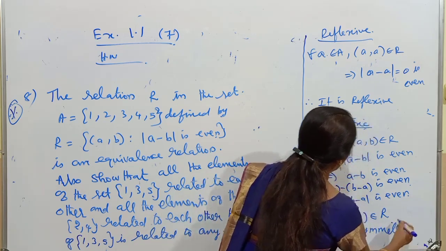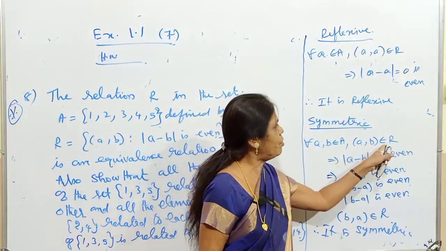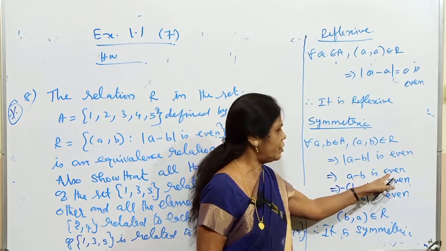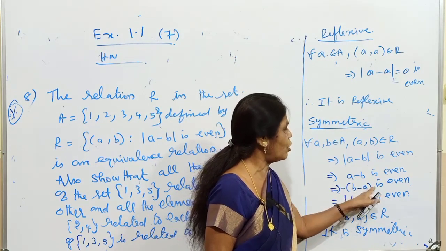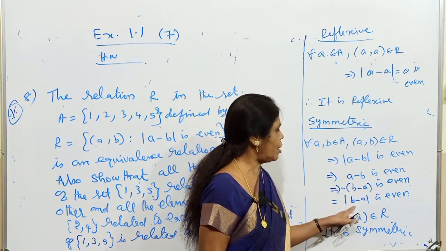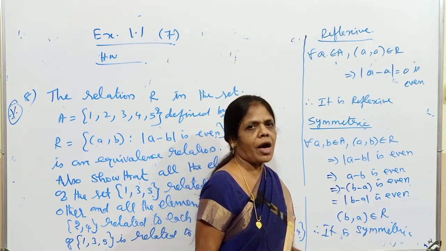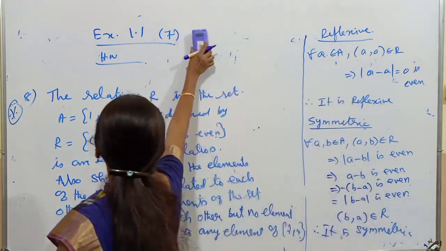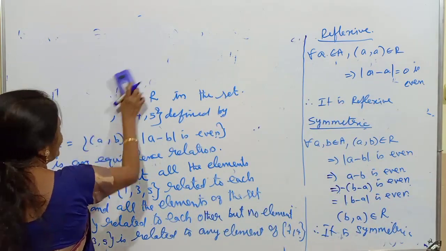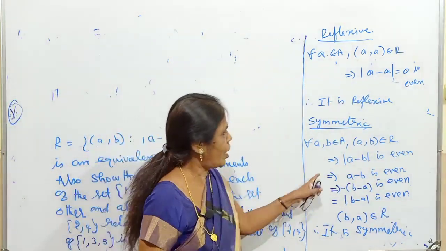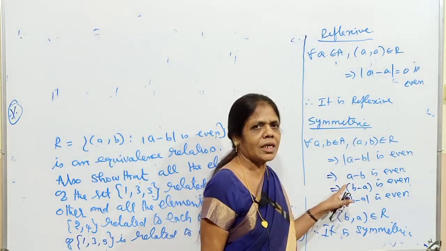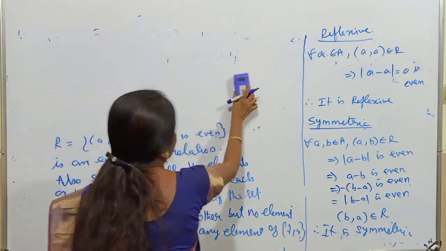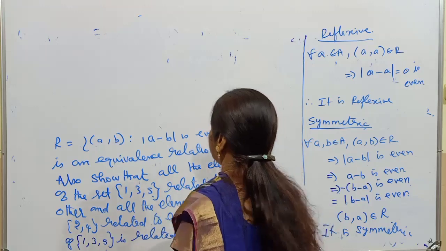Once again we will see for symmetric. Now listen. A comma B belongs to R implies modulus of A minus B is even. Without modulus also it is even. So if you are taking minus of it, B minus A is even. If you put it inside the modulus, that will also be even. So B comma A belongs to R. Now I have proved symmetric. All of you are following it? Now we are going for transitive.